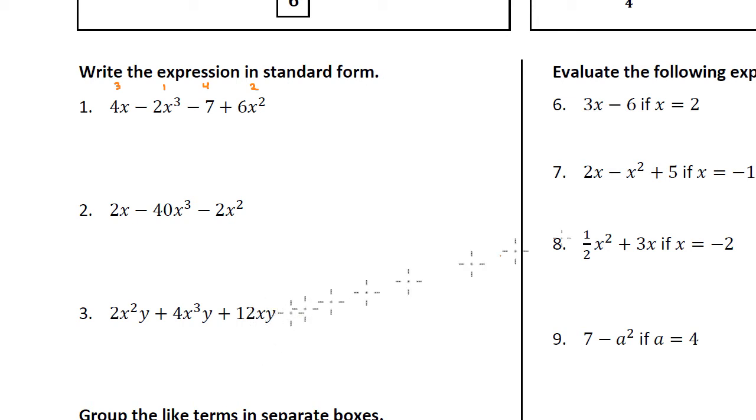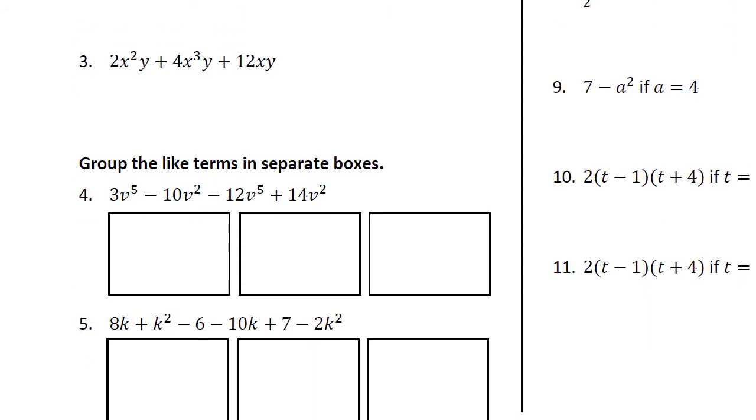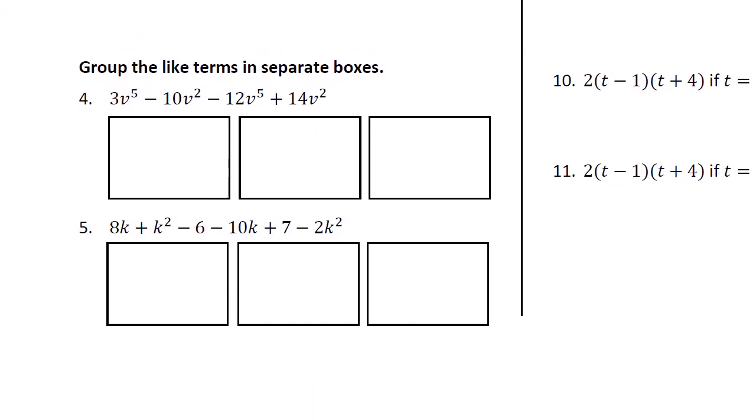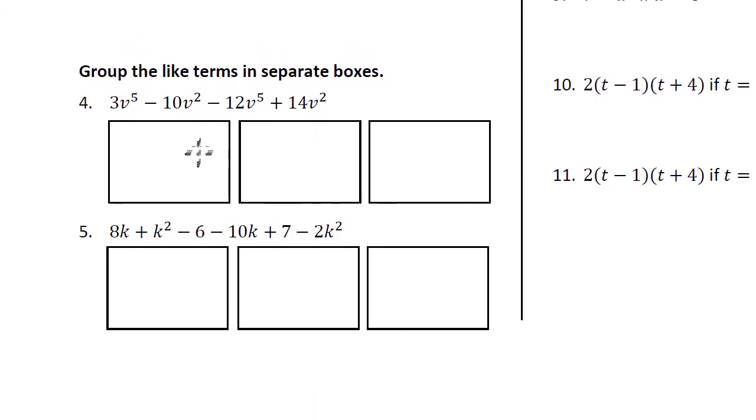All right, let's take a look at the next part. Group the like terms in separate boxes. So all I'm asking you to do here is look at the equation, find the like terms, and put them in the same box. So you'll see, in this case, this is a like term with this one. You can write those two in this box. This is a like term with this one. That can go in this box. And in this case, we don't have a third like term, so we won't use the third box.